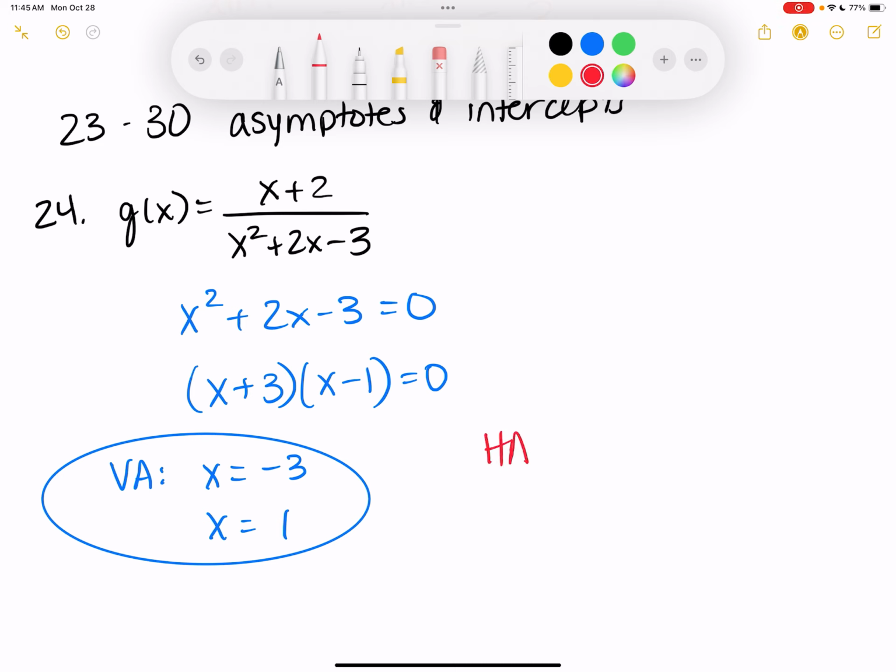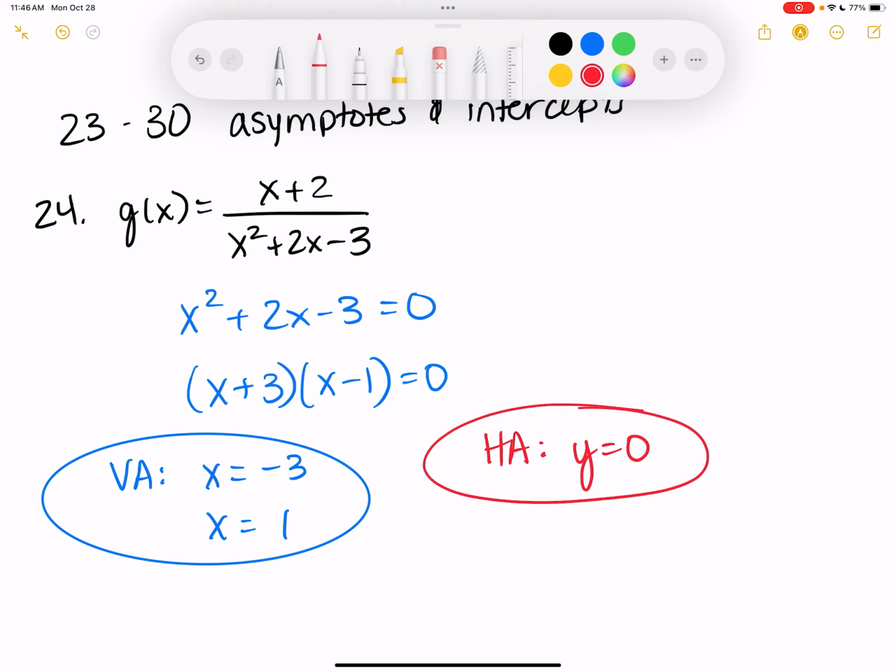Horizontal asymptote, this one's a little different than the ones we've been having. Where would this one be? y equals 0. Bigger on bottom, y equals 0. All right, so those are my two asymptotes.